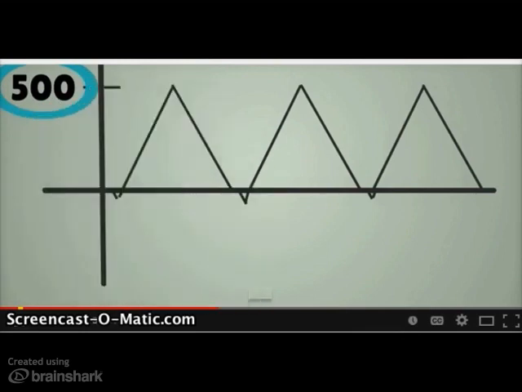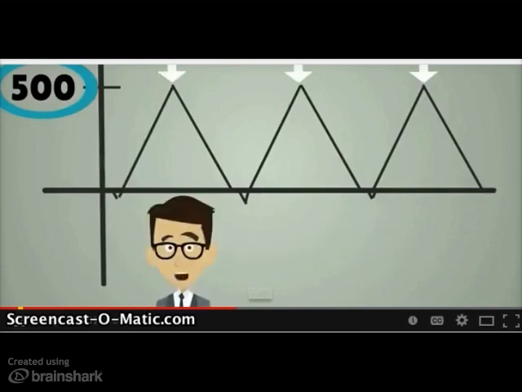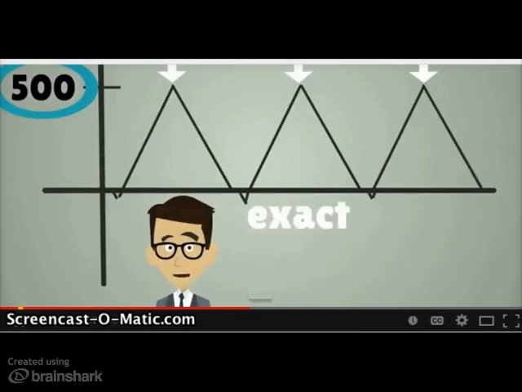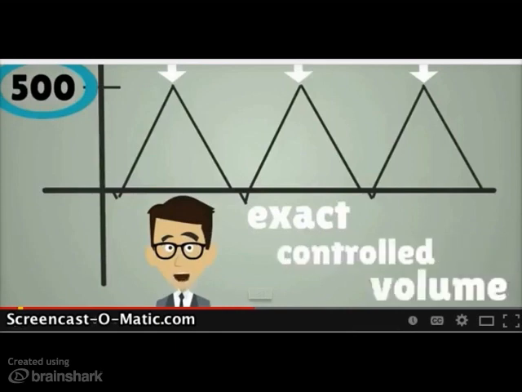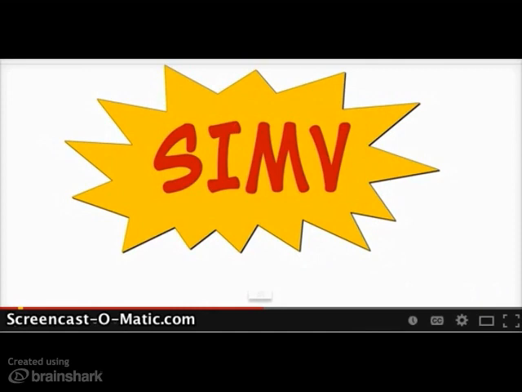For example, what if the patient wants a smaller volume? Well, in AC mode, the patient cannot change the amounts of volume they receive, and this can lead to hyperventilation and can be really uncomfortable, especially when the patient doesn't want the exact fixed controlled volume. So what should you do? You can switch to the SIMV mode.